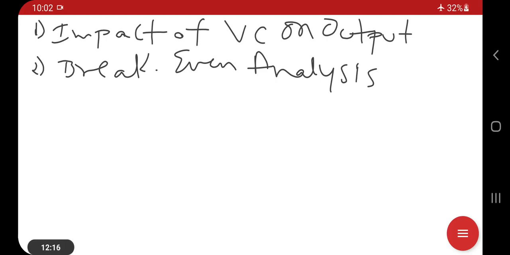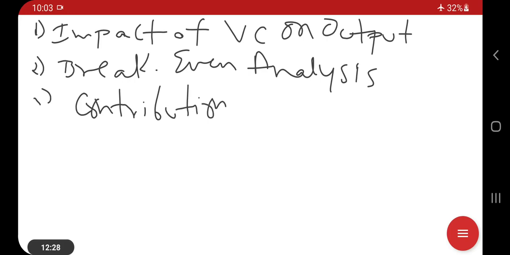And the next one, contribution of each product or department is the foundation to know profitability of the product. Addition of variable cost and profit to contribution is equal to selling price. Addition of variable cost and contribution is equal to selling price.